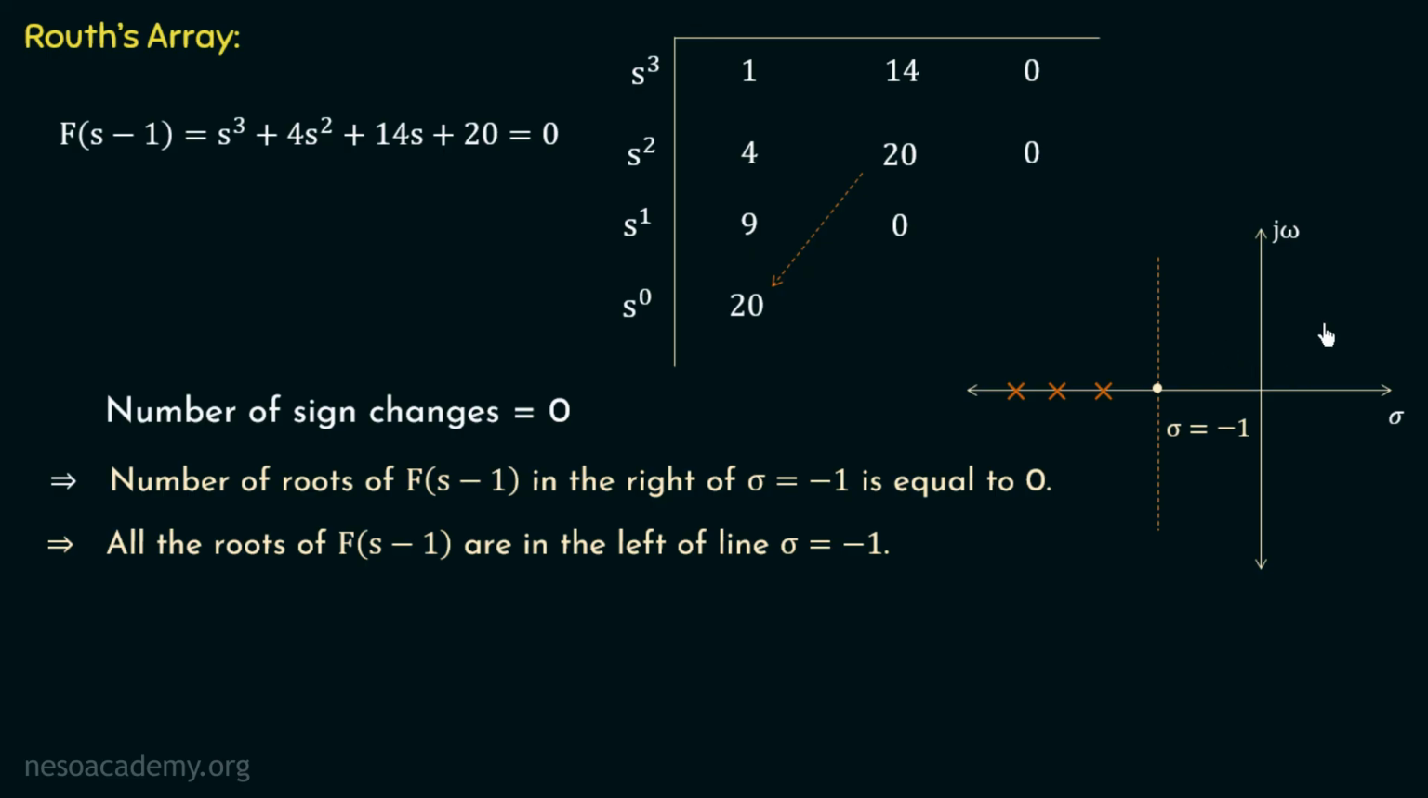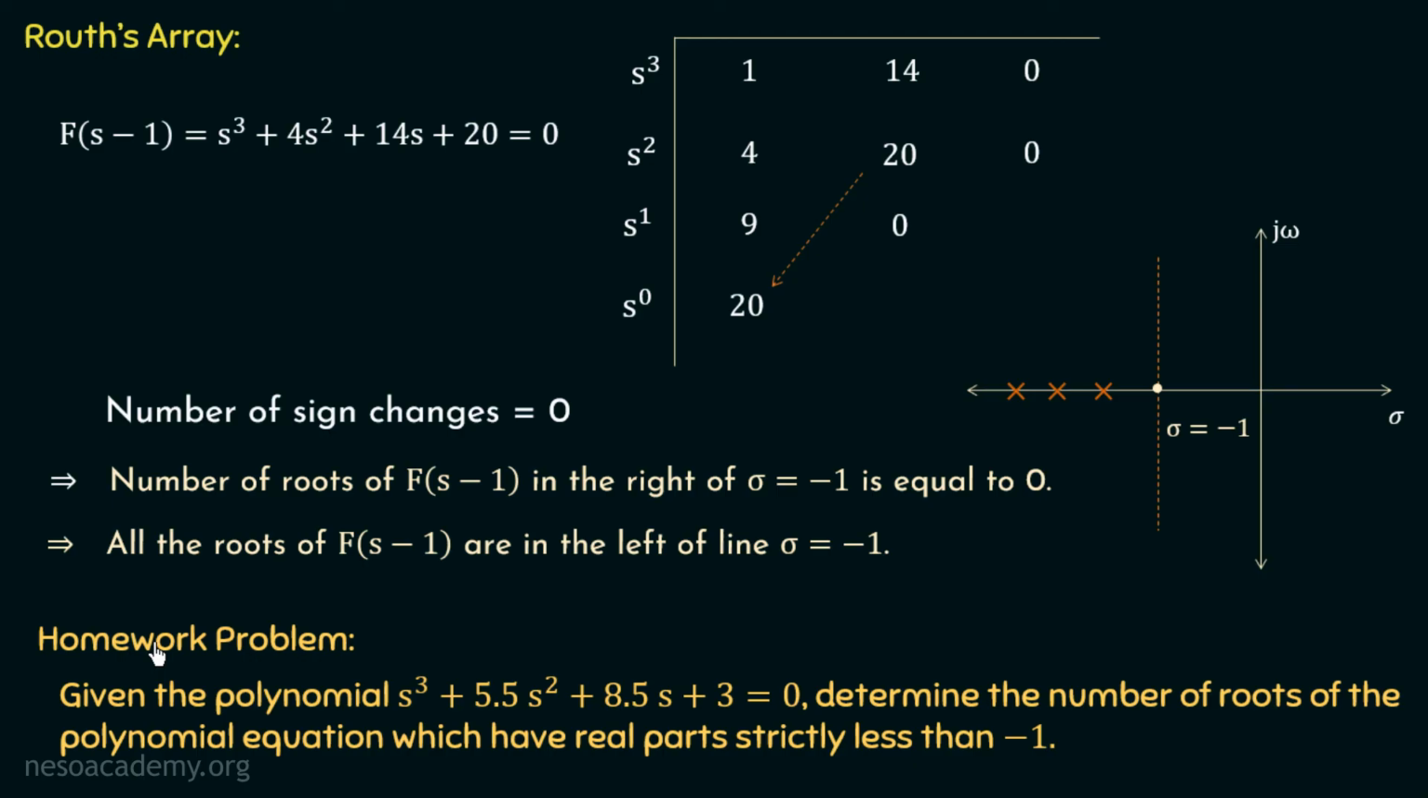I hope you got this problem and the concept of relative stability analysis, or we can say the concept of shifting of origin. Now I want you all to go through the steps we discussed in this concept, and after that I will give you one homework problem. I hope you're done. So this is your homework problem. Try this problem on your own, and if you're able to do it, do let me know in the comment section.